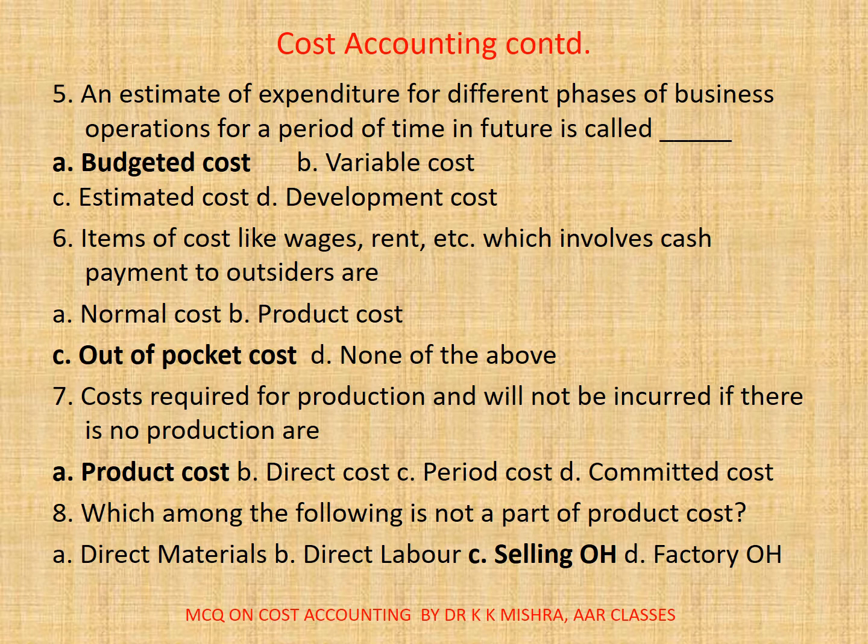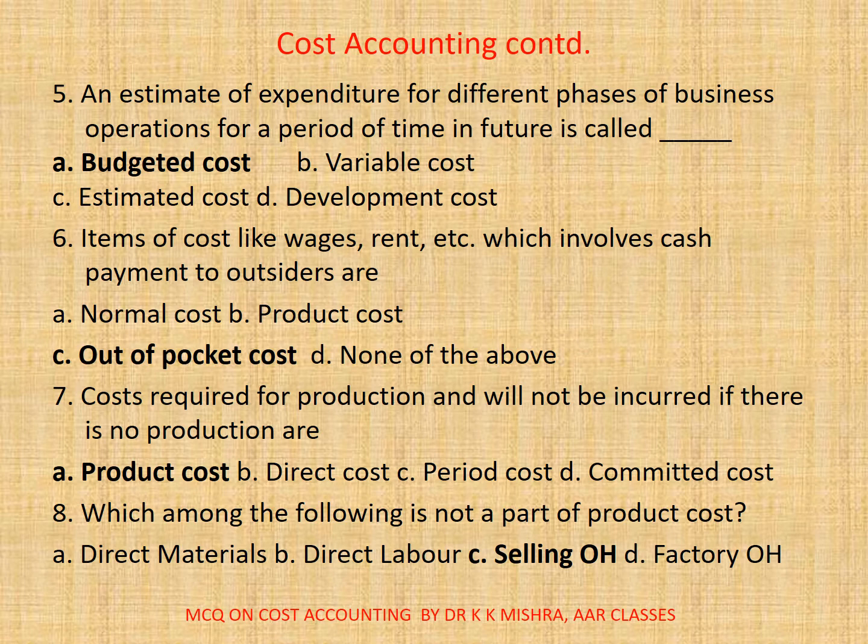7. Costs required for production and will not be incurred if there is no production are A. Production cost. B. Direct cost. C. Period cost. D. Committed cost. Here correct option is A. Product cost.